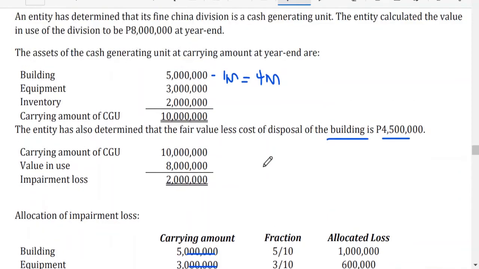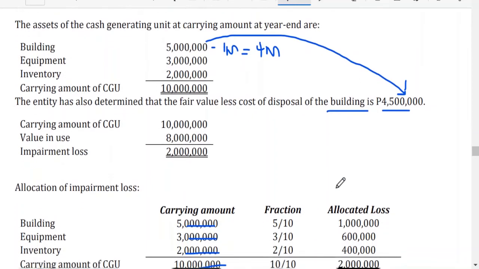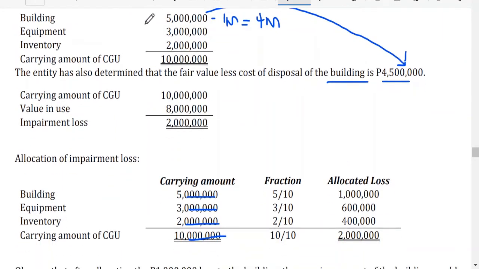In short, dapat ang extent lang sa impairment loss for the building is only up to the difference between the carrying amount of the building and its individual recoverable amount. Pila naman ang allowable nga impairment loss? Only up to 500,000, which is the difference between the two. But the allocated loss here is 1 million, which is not supposed to be the loss nga i-absorb ni building. So what should we do?